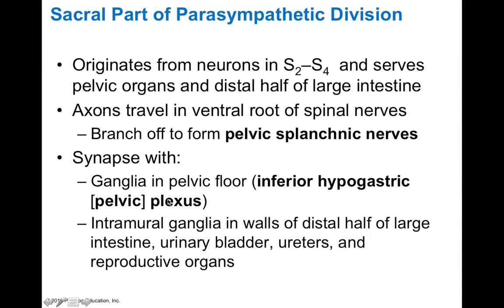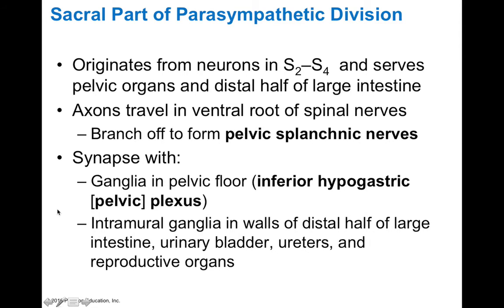And then these postganglionic neurons go and innervate things like the distal part of your large intestine, so basically like the sigmoid colon and rectum, as well as the urinary bladder, the ureters, and reproductive organs you find in the pelvic cavity.